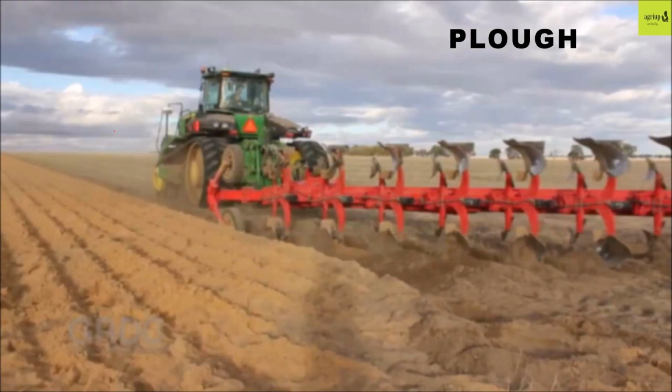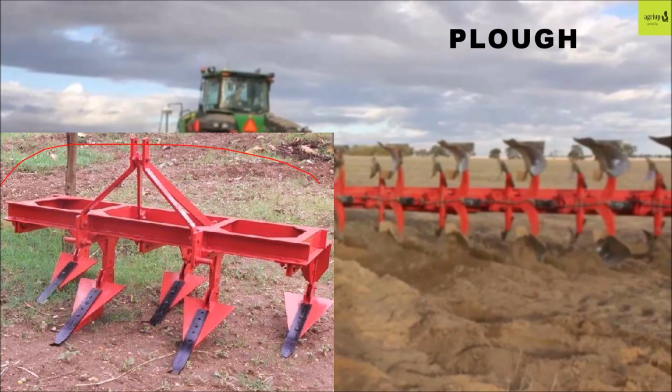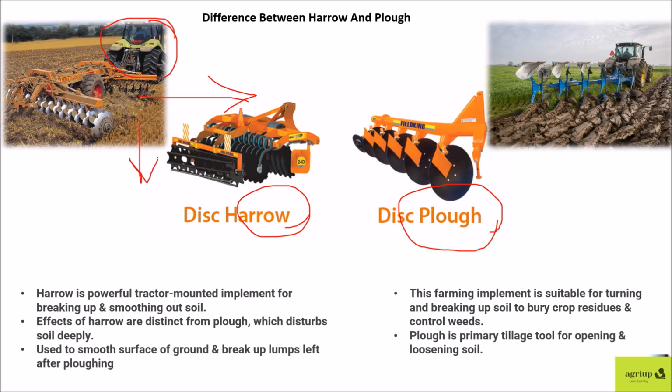Now, moving ahead. Plow. What is plow and what is plowing as an activity? This is something which is showing you plow. So do we know what plow is? Let's talk about it. One, we talked about harrow. One, we talked about plow. In this, we are going to understand the difference. Harrow is a powerful tractor mounted implement which is used for breaking and smoothing of the soil. Just the main line you need to know about a harrow.